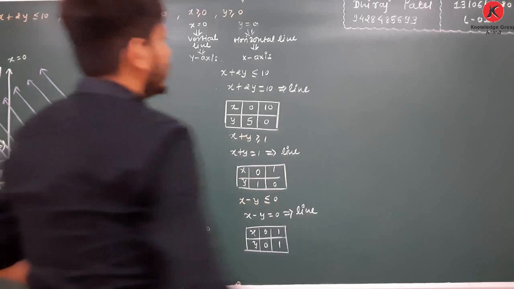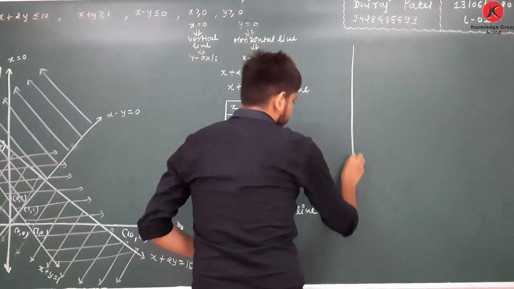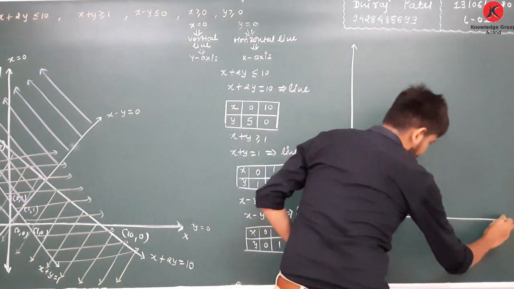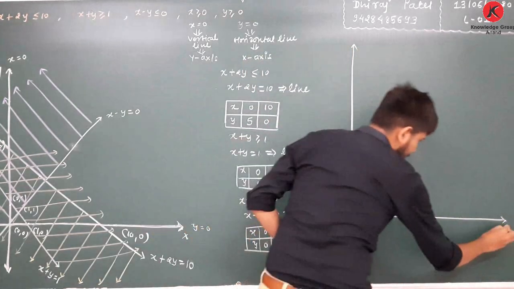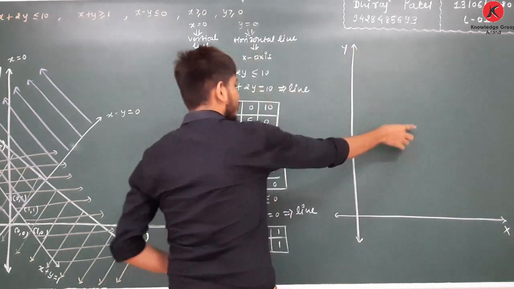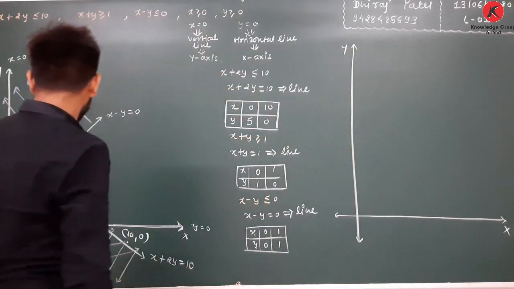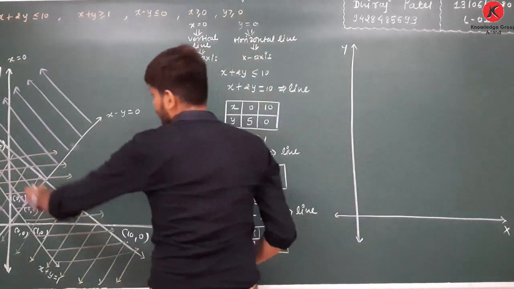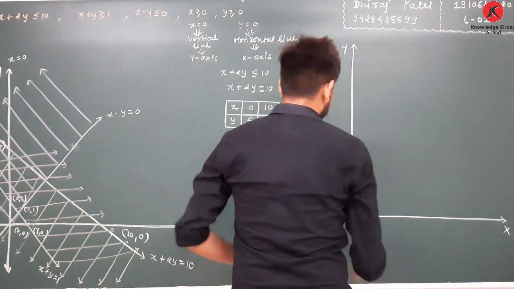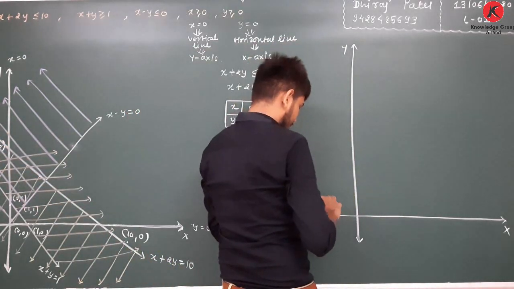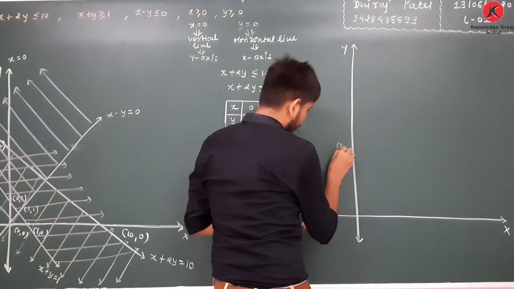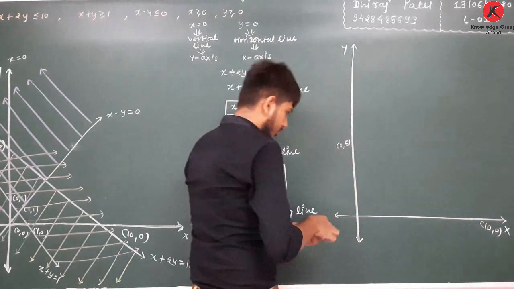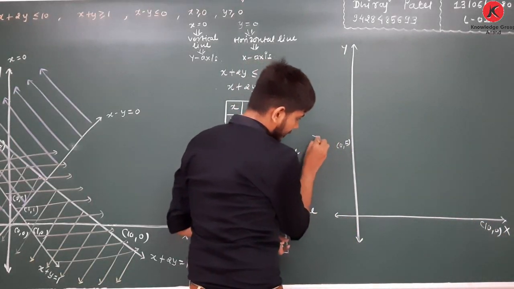Now see here, this is our y axis, this is our x axis. We have to consider the maximum portion of the x axis and y axis, the first quadrant. In the first quadrant the maximum region is shown. Next, the first line passes through the points 0 5 and 10 0. This is the point 0 5 and this point is 10 0. Now draw the line passing through these two points. We are getting this line.